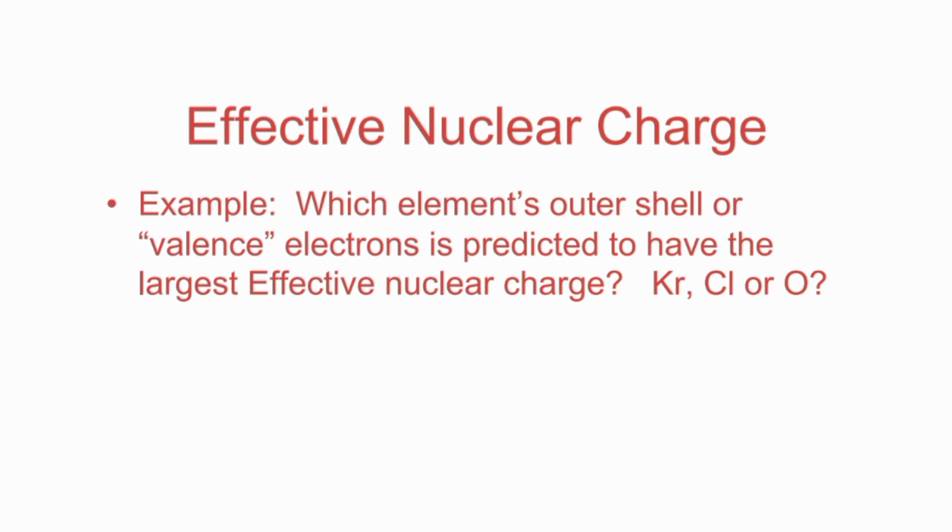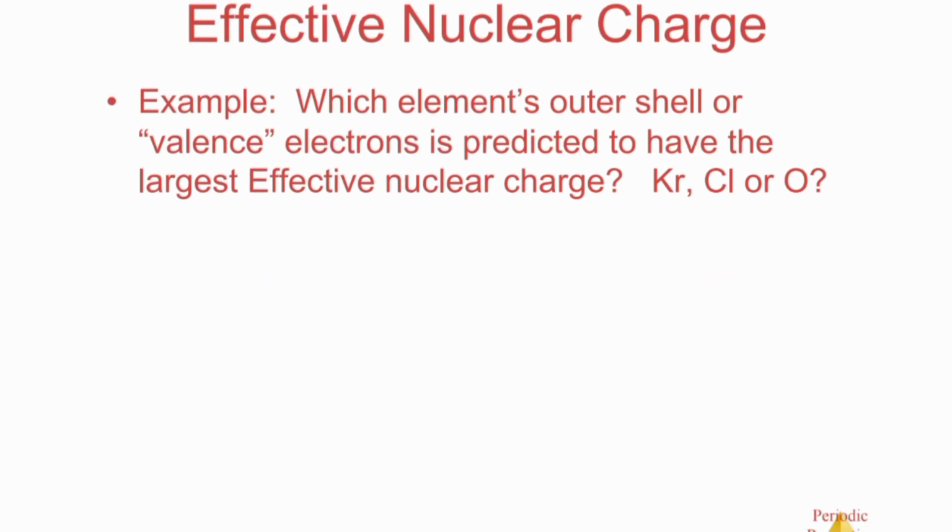Here is an example: which element's outer shell or valence electron is predicted to have the largest effective nuclear charge? Solve it by yourself. I need an answer for this. Put your answer in the comment section. I will also pin a comment, and I will let you know the answer in the comment section after one day.